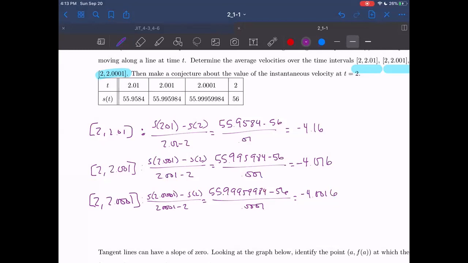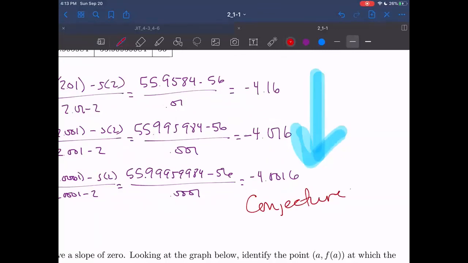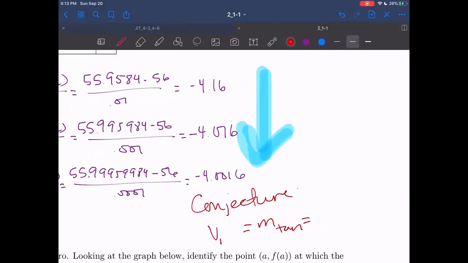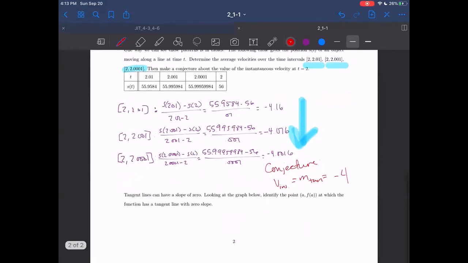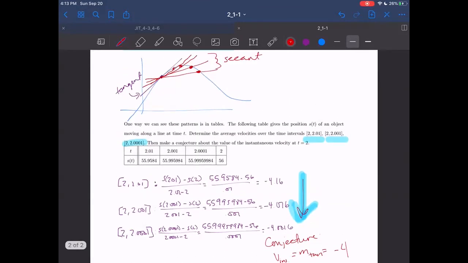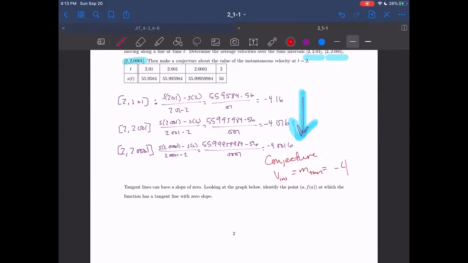As our intervals are getting smaller, what do we notice about the numbers? They're getting closer and closer to negative 4. So our conjecture, or the thing that we suspect, is that the slope of our tangent line, or our instantaneous velocity, is going to be negative 4. With each of these, we were calculating the slope of a secant line as we got closer and closer to that tangent line. That's something limits let us do, or that's one way to think about limits.